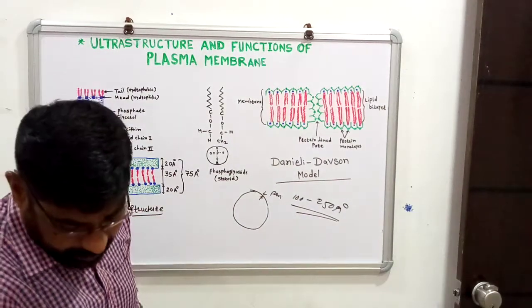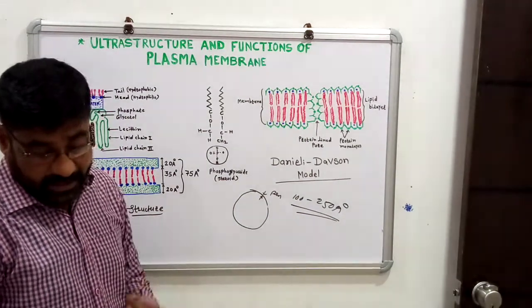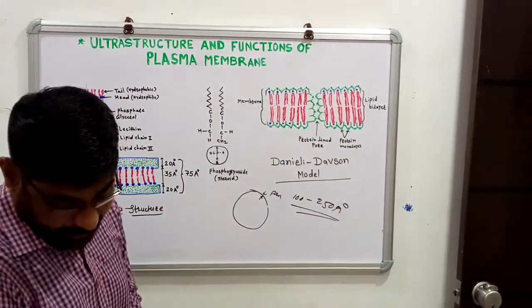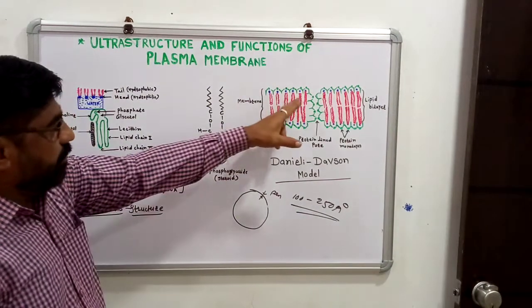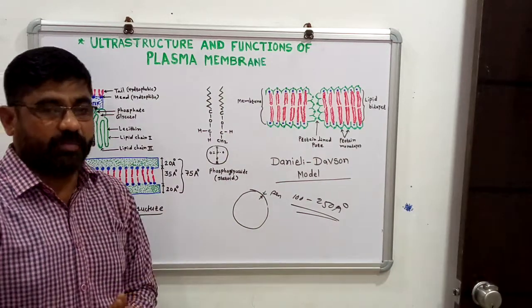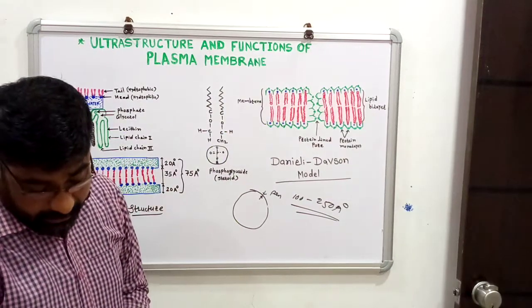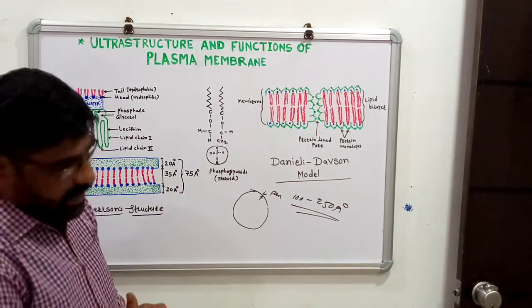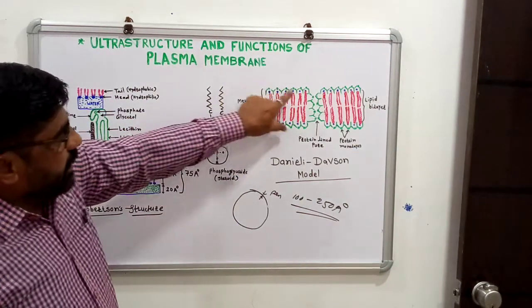So the plasma membrane is present in most cells, and because of the plasma membrane the metabolic activities of the cell take place. So lipids are the molecules in a chain.